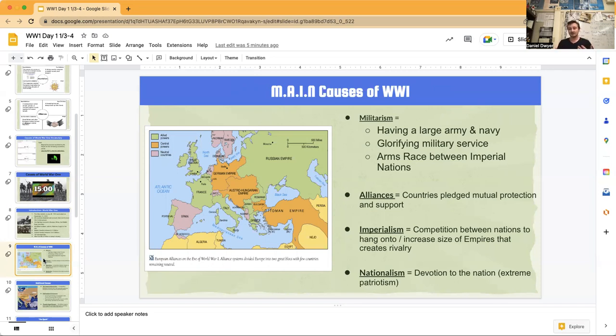It means a lot of countries during this time were really going to be building up large armies and navies, and within their countries, they were glorifying military service, kind of building it up, showing how great it was. And we also do start to see a big arms race develop between a lot of these nations.